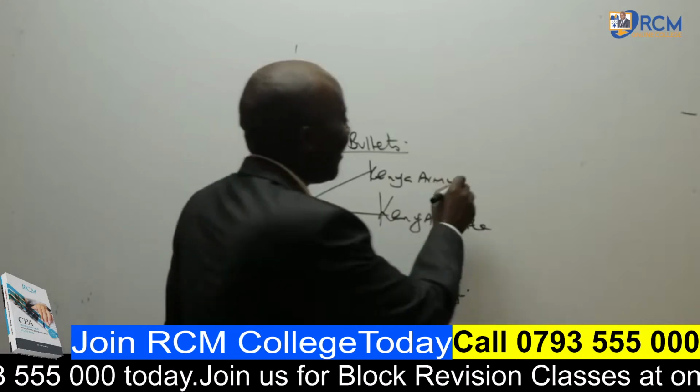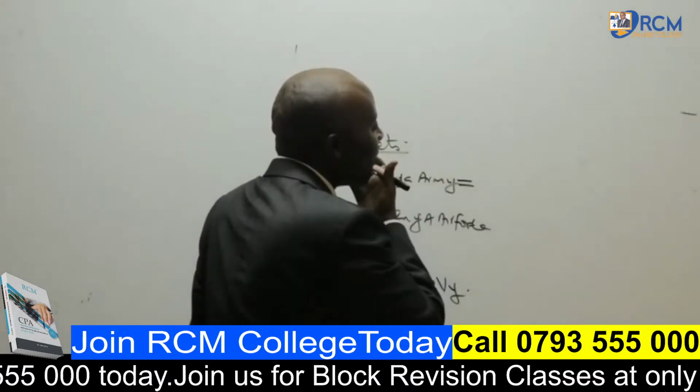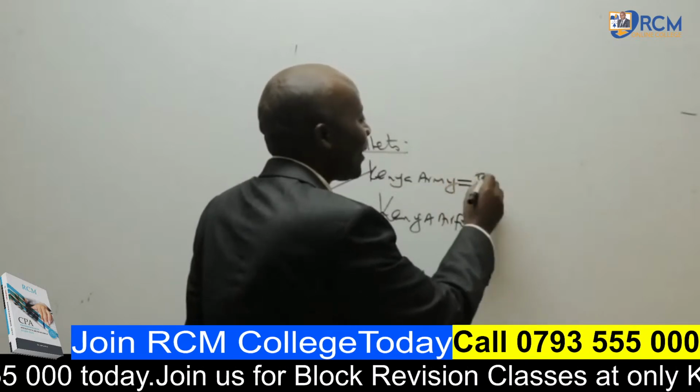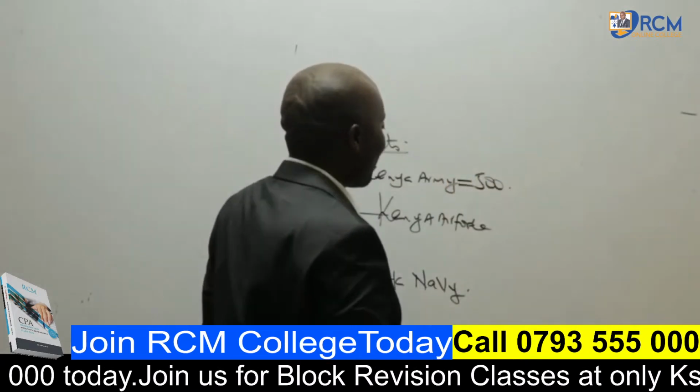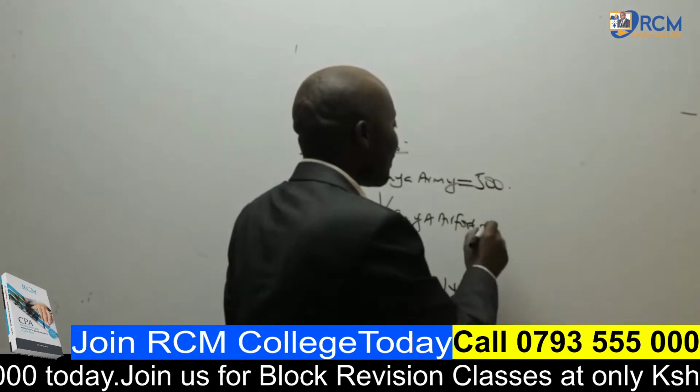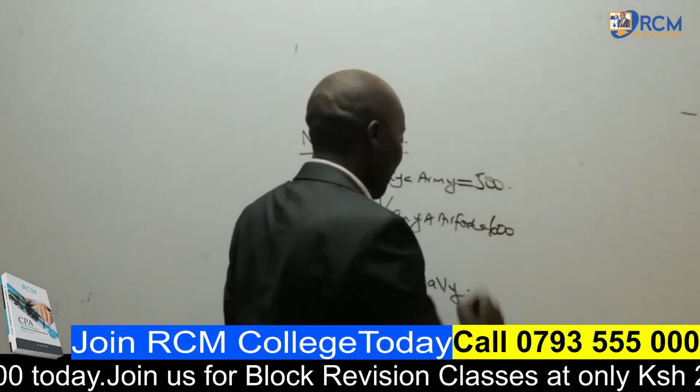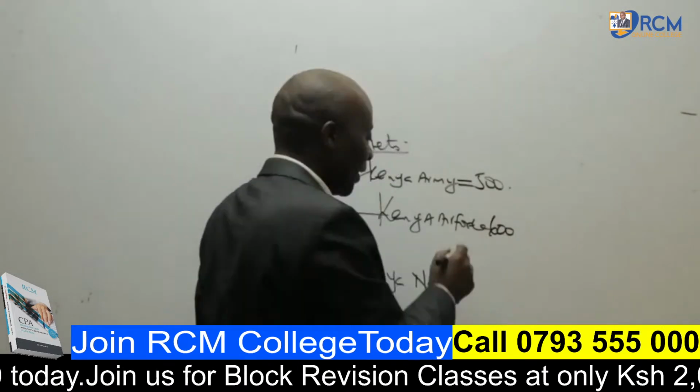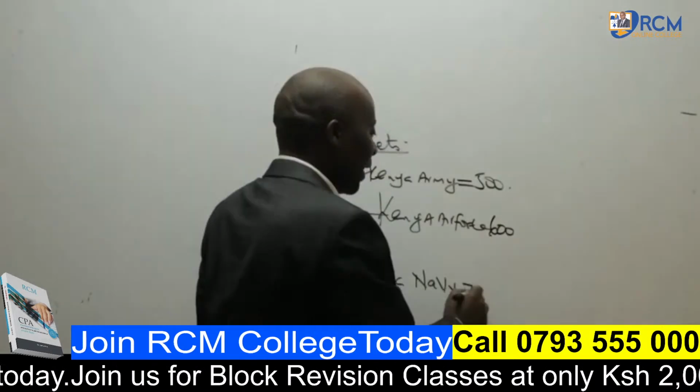So assuming that Kenya Army places an order for 500 bullets, Kenya Air Force places an order for 600 bullets, Kenya Navy places our third order of 700 bullets.